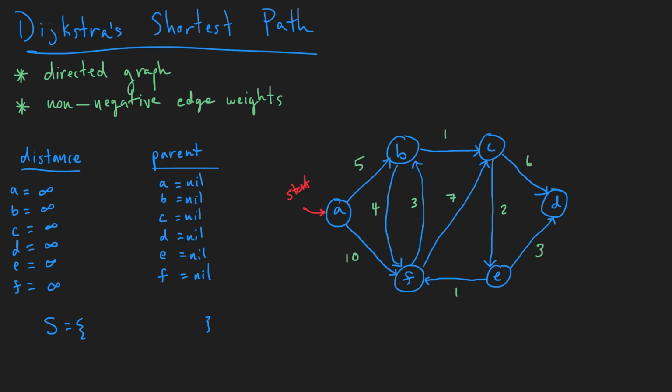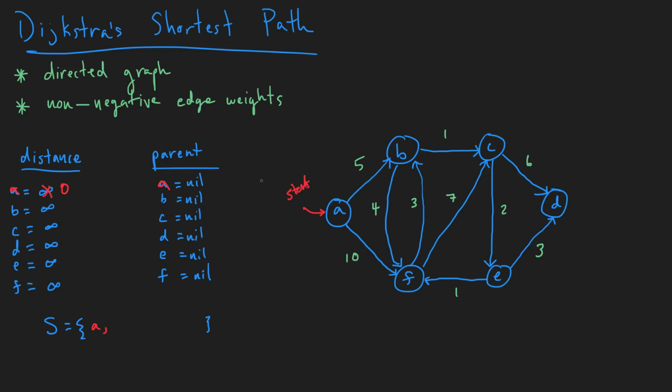First of all, we start at A. So we change its distance to 0. It has a 0 distance away from itself, and that is the shortest path so far from A to A. And I'm just going to mark this as done, just a little marker for us. And its parent is nil.